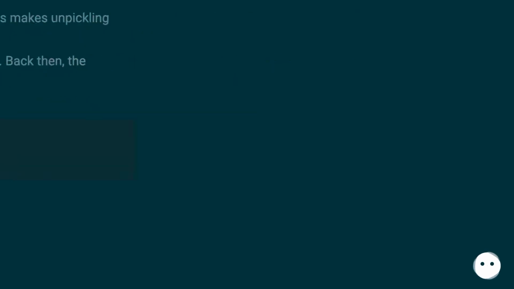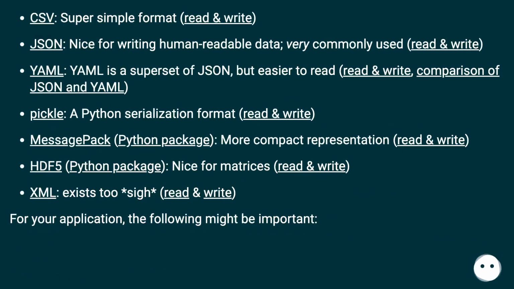Alternative formats. CSV: super simple format, easy to read and write. JSON: nice for writing human-readable data, very commonly used, easy to read and write. YAML: YAML is a superset of JSON, but easier to read and write. Comparison of JSON and YAML.